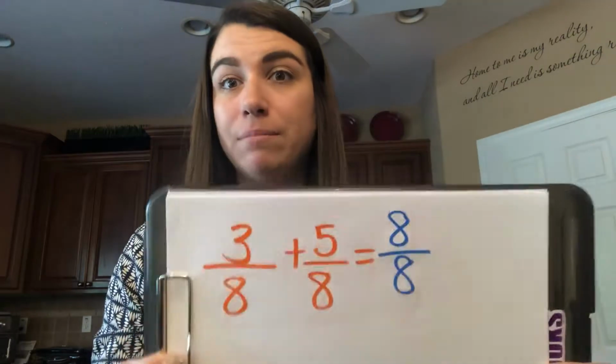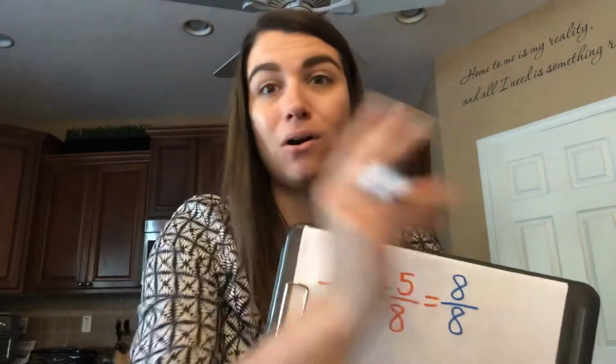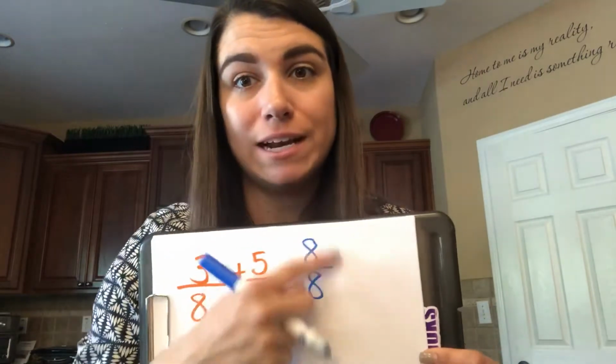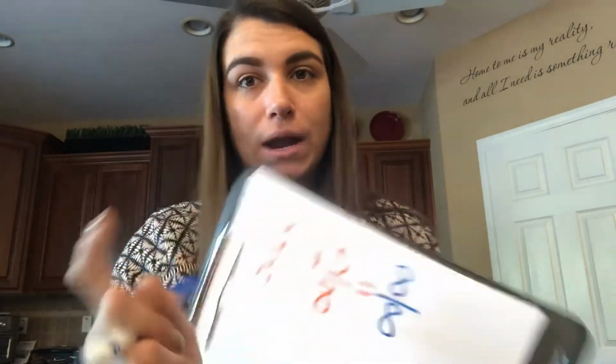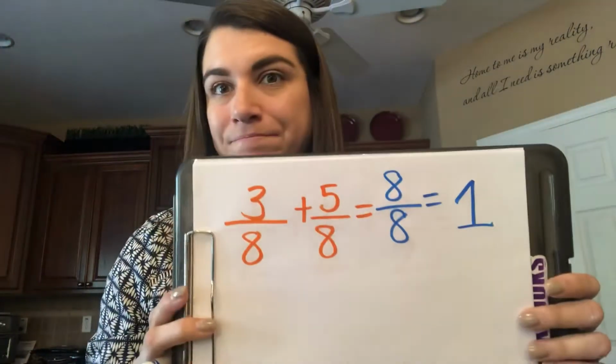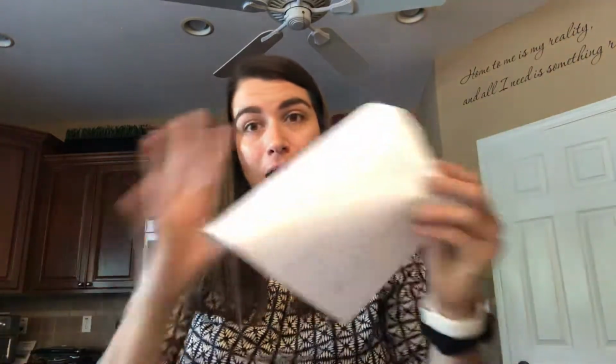And we know that means we have one whole. We have all 8 parts filled in. So that means we have 1. Instead of writing 8/8 as your answer, you should write 1. 8/8 equals 1. There we go. First one done already. Woo! Here is your next problem.